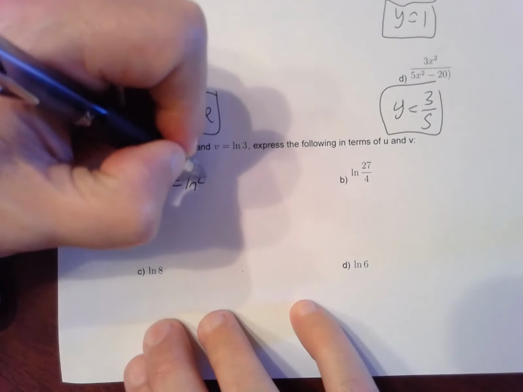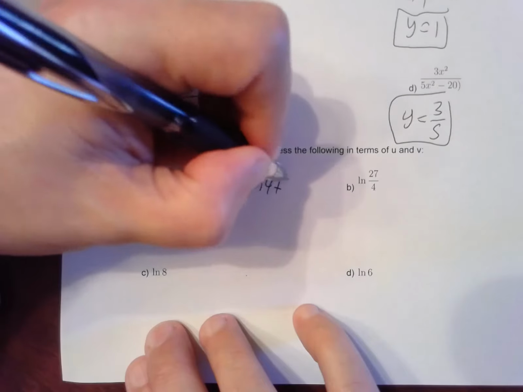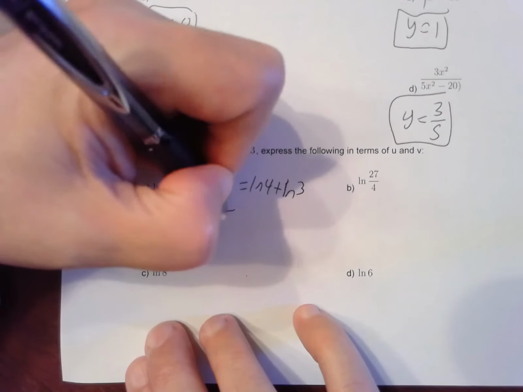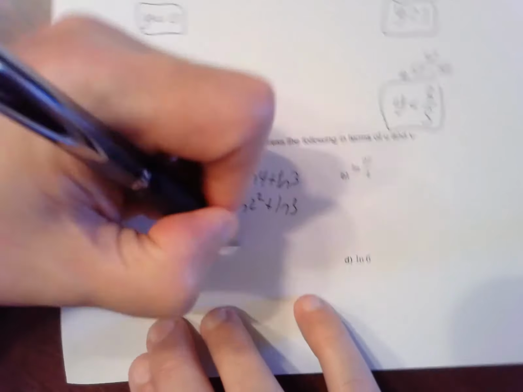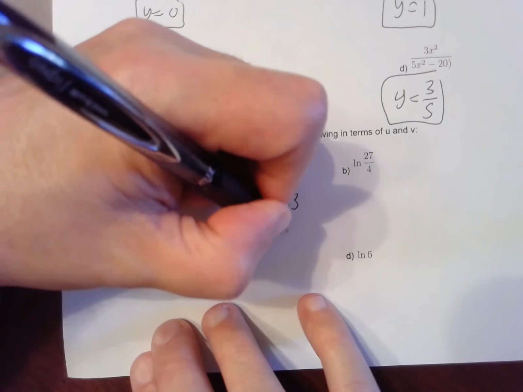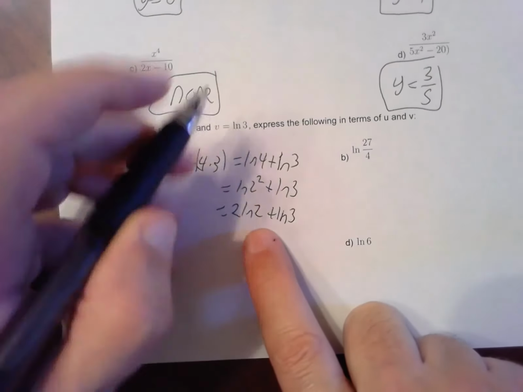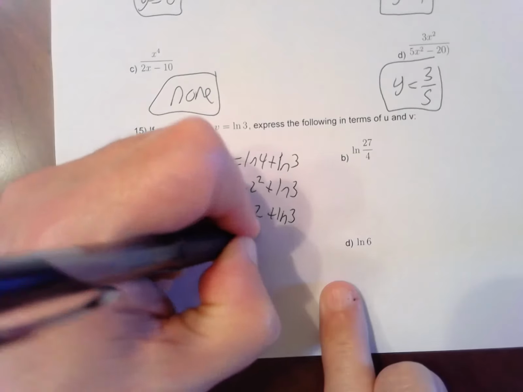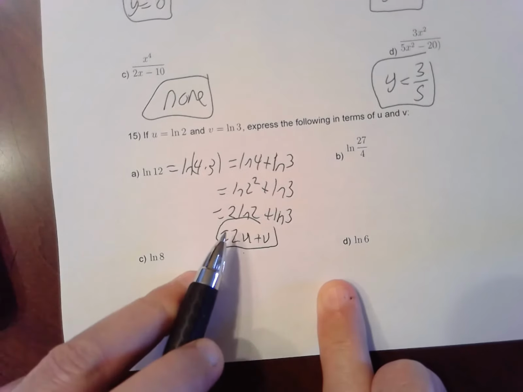Well, that's 4 times 3, so that's ln of 4 plus ln of 3. But 4 is 2 squared. I can bring that 2 down and get 2 ln of 2 plus ln of 3. But ln of 2 we called u, ln of 3 we called v. That's 2u plus v. I get my u's and v's right? Yeah.